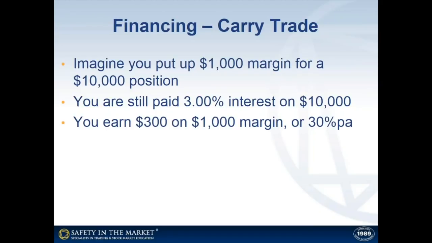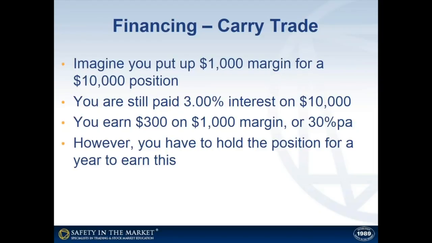Okay. Now, that sounds like a pretty sweet deal. And if you multiply the numbers out and you take a $1 million position, if you're earning 30% on $1 million, that's $30,000 a year just in interest, just for holding a position. And you can put a stop loss on the position too, so that you're not going to lose any money. That's a pretty good deal, okay? But you have to hold the position for a whole year to earn that amount, okay? To earn that whole $300.